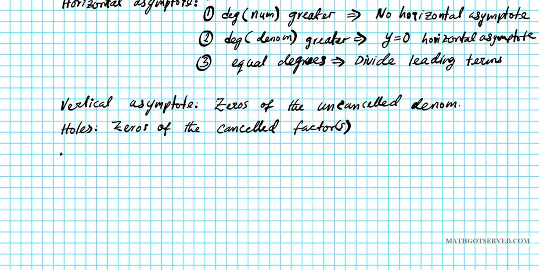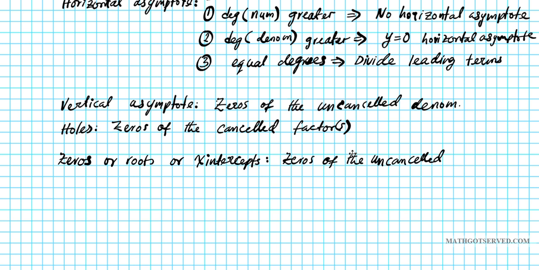Lastly, the zeros or roots, or you could call them the x-intercepts. These can be found by finding the zeros of the uncancelled numerator. All right, so that's that.